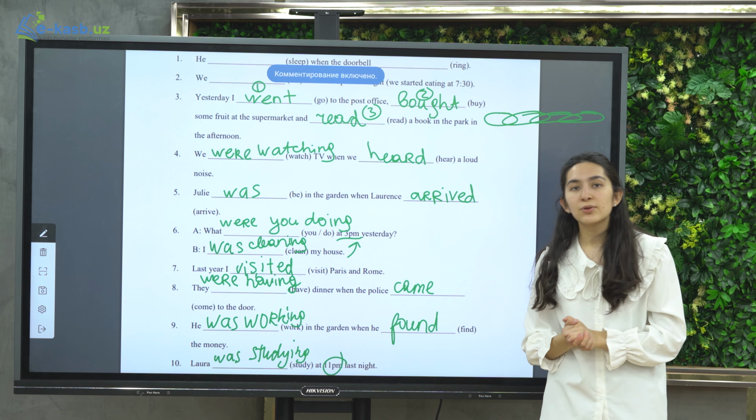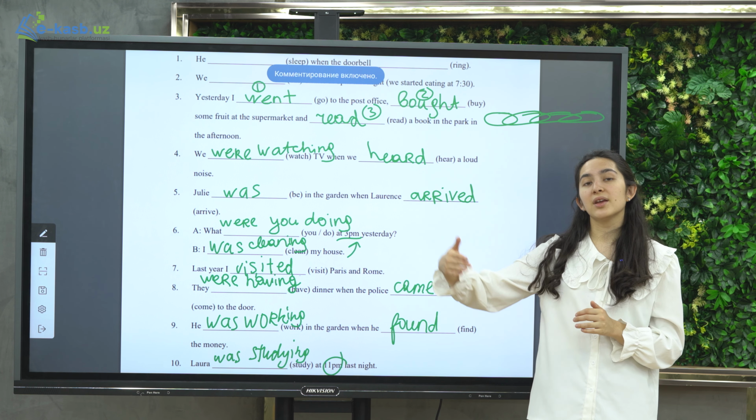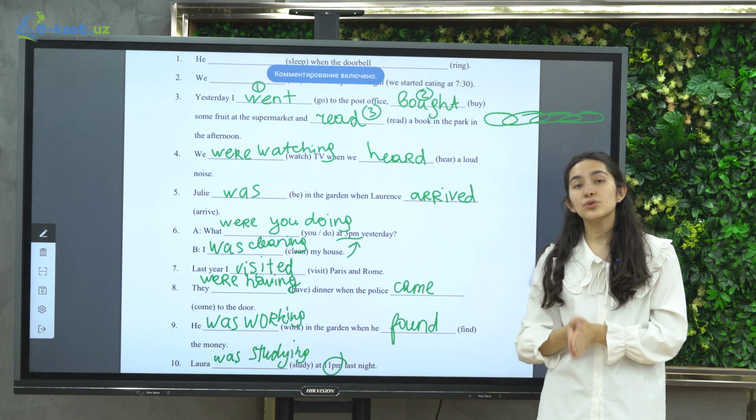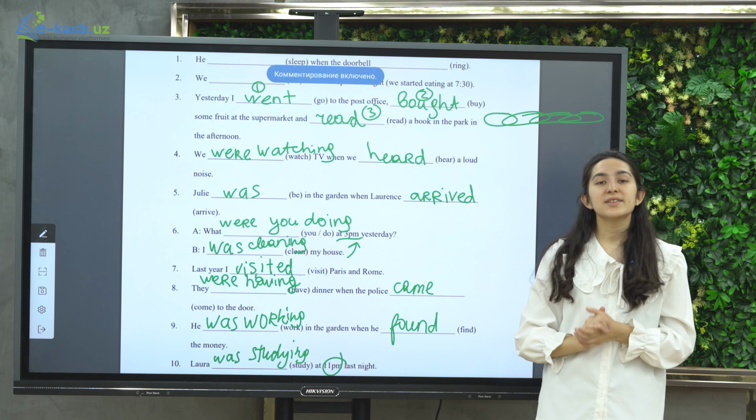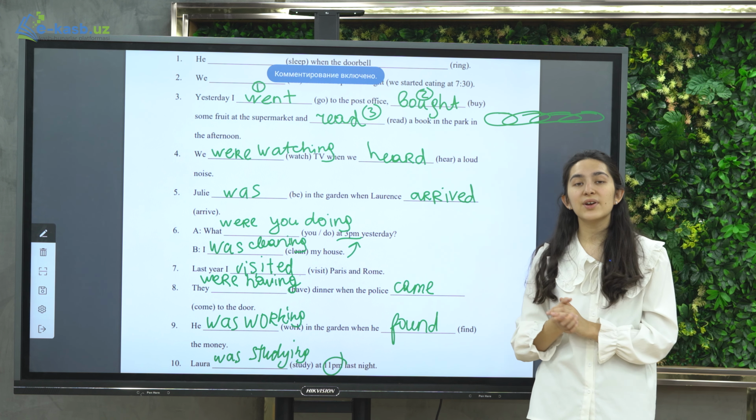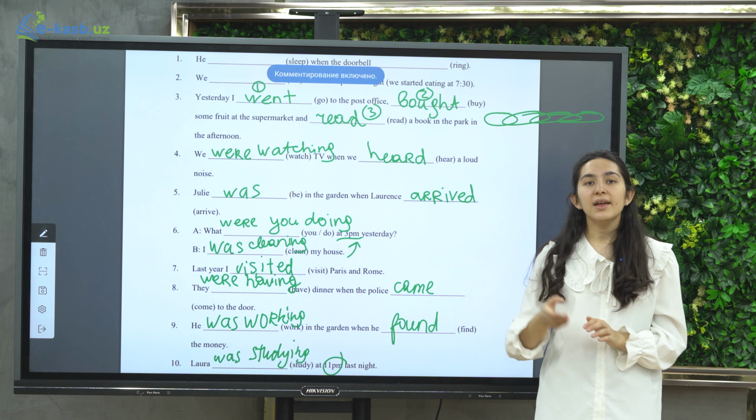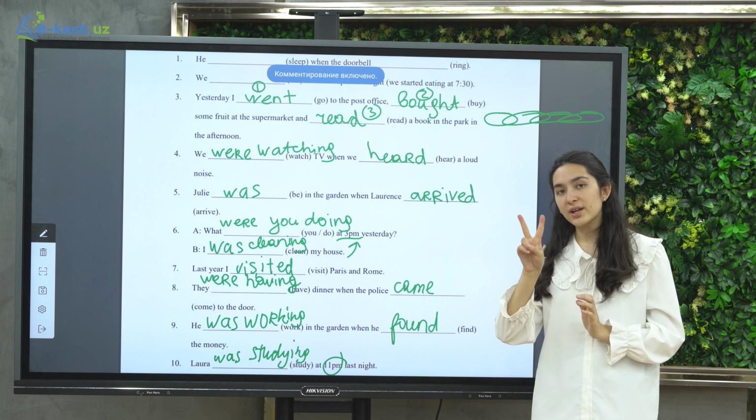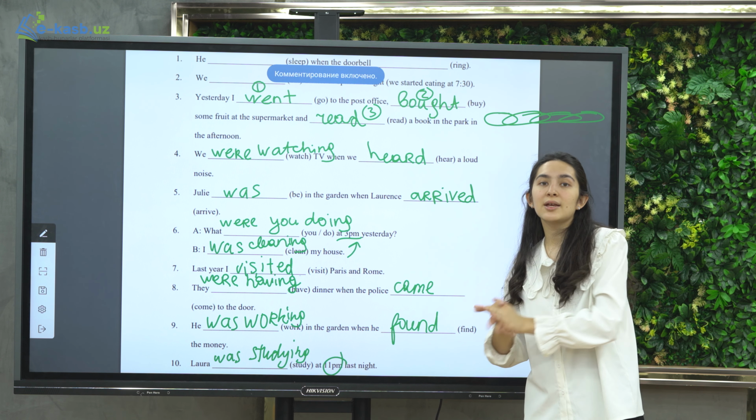In past continuous we used to talk about actions which were happening for a long time, which had a duration. First, second, when the action was happening at specific time. Third, when we had temporary actions. And fourth is when two actions were happening at the same time.